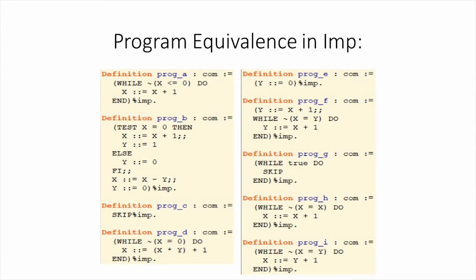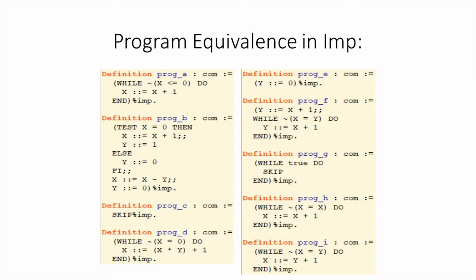Program C is programmatically equivalent to program H. We see that program C simply says skip. H is a test of x not being equal to x, and then x being incremented by 1. So we sort of have an endless loop here where x would just be incremented by 1 each time, and we want to see that x is not equal to x. So this gets skipped over because it's a test for x not being equal to x.